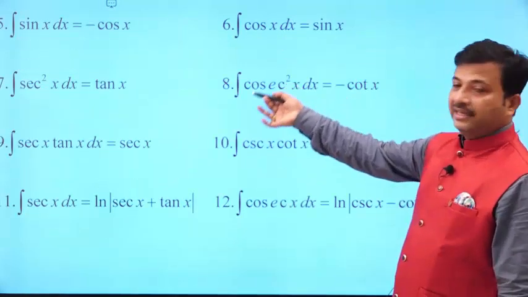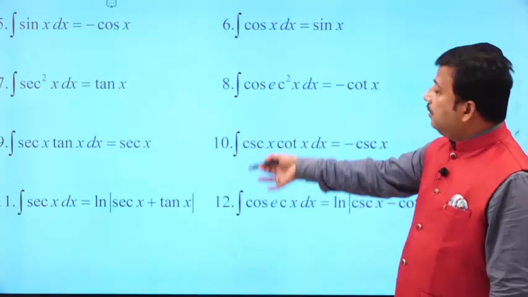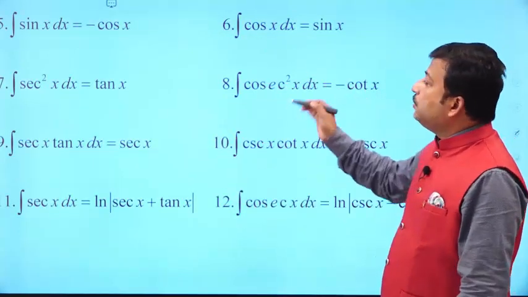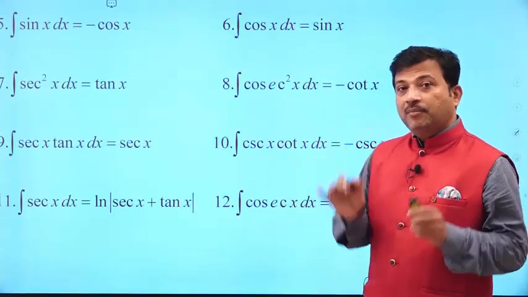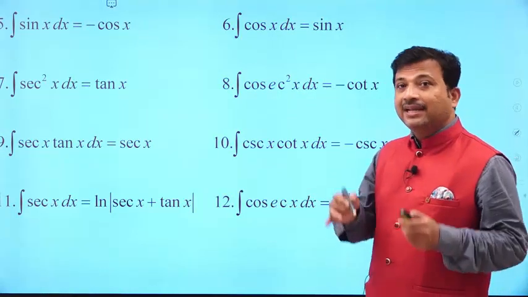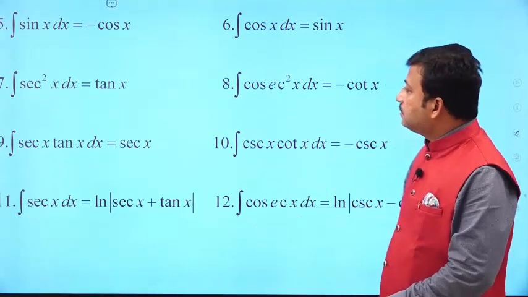Sin x, secant square x. These are already, you know the formula, right? Integration of secant x tan x dx equals secant x. These are the formulas you need to remember. These are the basic formulas. From that we can derive different formulas by using different methods like substitution and all these things, right?